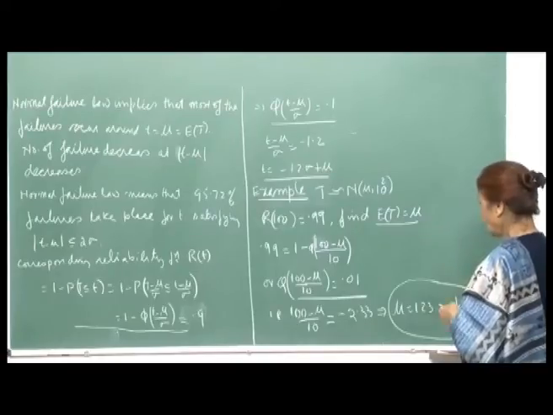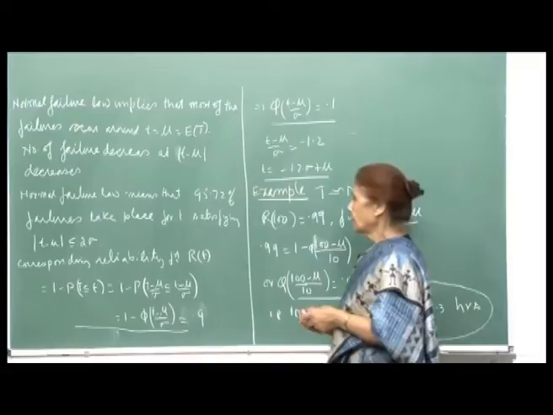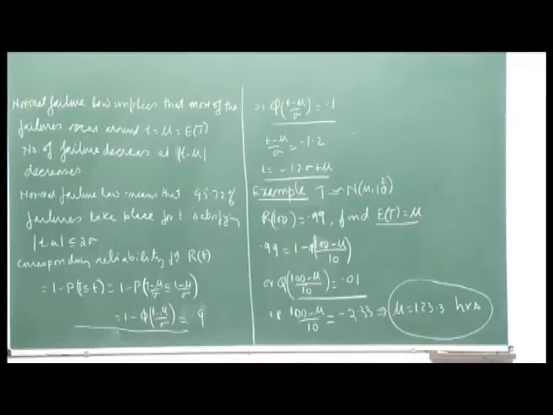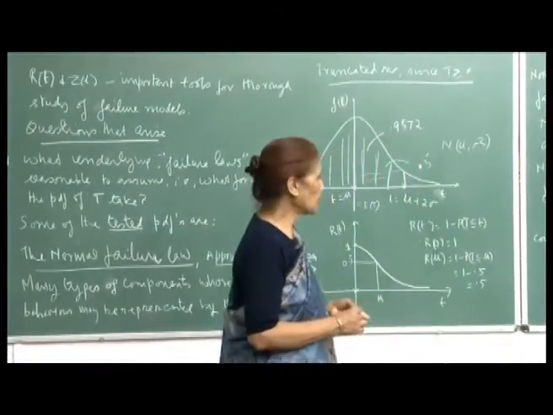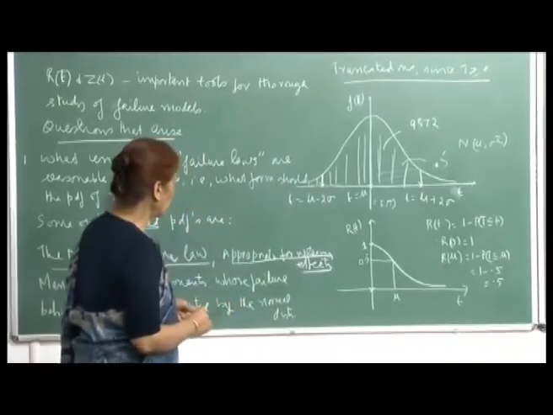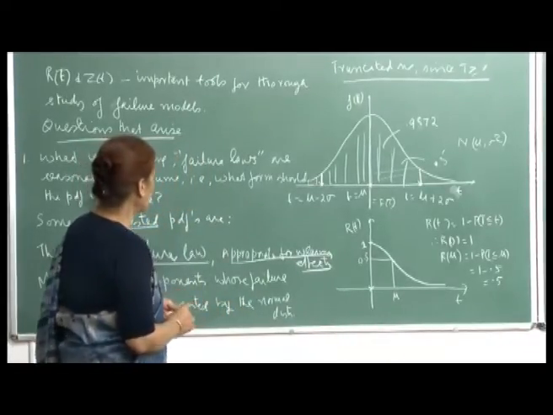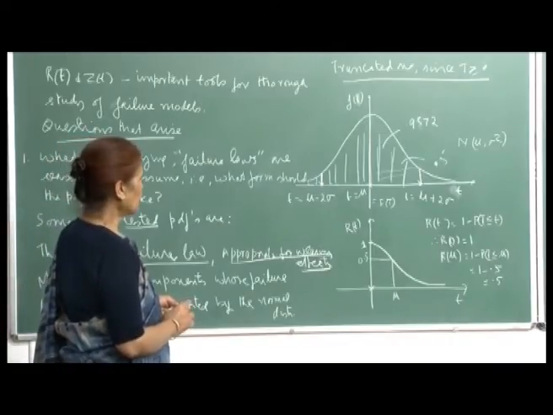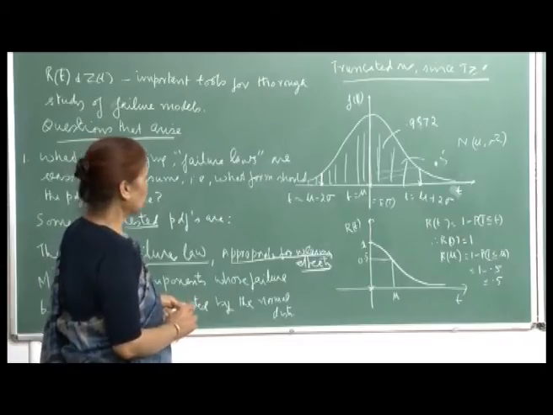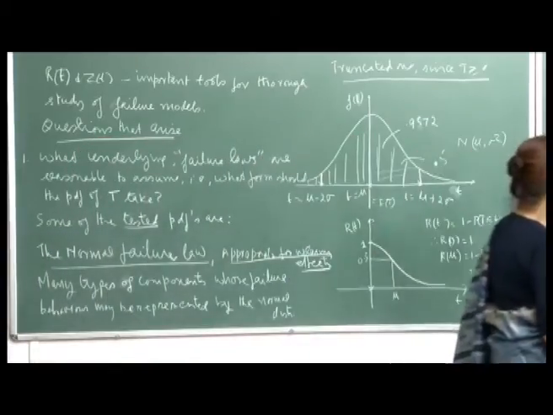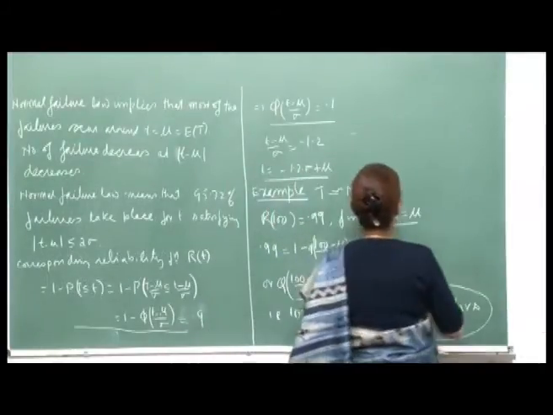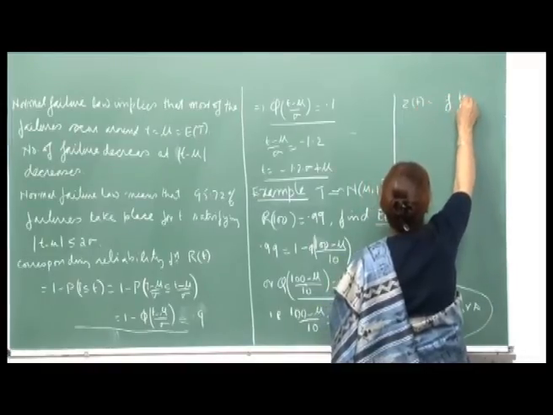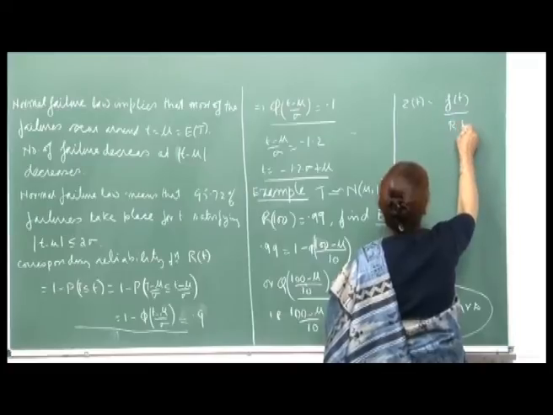Okay. So, this is the whole idea that if your data or your experience with the system that you are working with is that the normal distribution is appropriate for studying the failure rates, then of course, you should also look at what your z t will be. So, for example, your z t we said is f t upon r t, right.